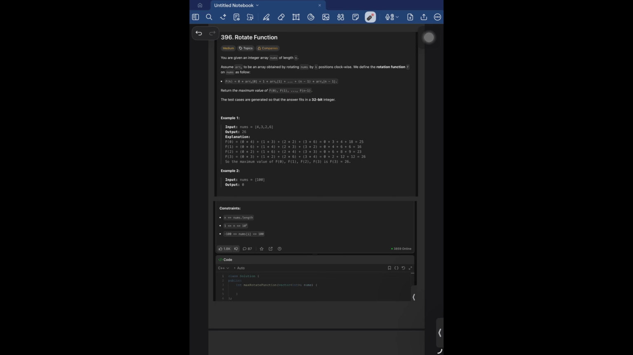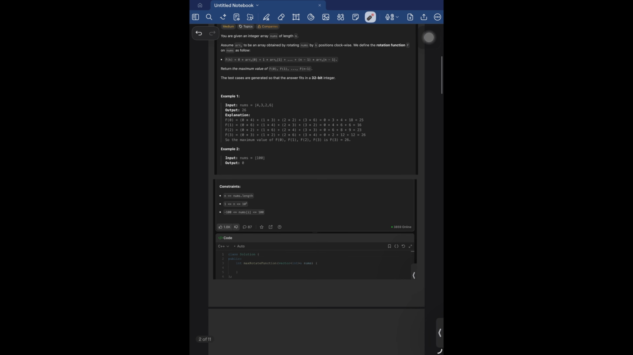And the test cases are generated such that the answer fits in a 32-bit integer, so no case of integer overflow. Two examples are being given, and looking at the constraint we can see that n, which is the length of the nums array, is 1e5 or 1 lakh. So we can think of our solution in terms of n log n complexity or n complexity, but we cannot think of anything in order n square.